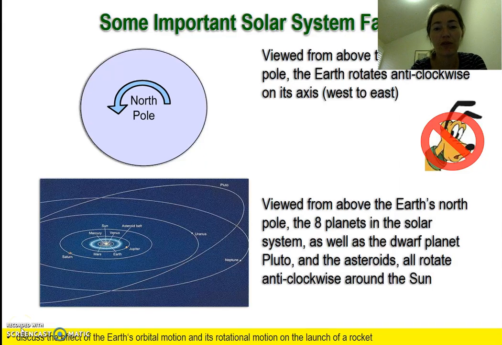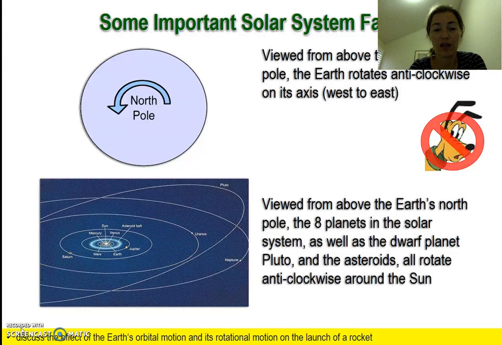Alright, welcome to the video which is about the effect of the Earth's orbital motion and its rotational motion on the launch of a rocket, another dot point in the space syllabus. So some important facts to get you started.